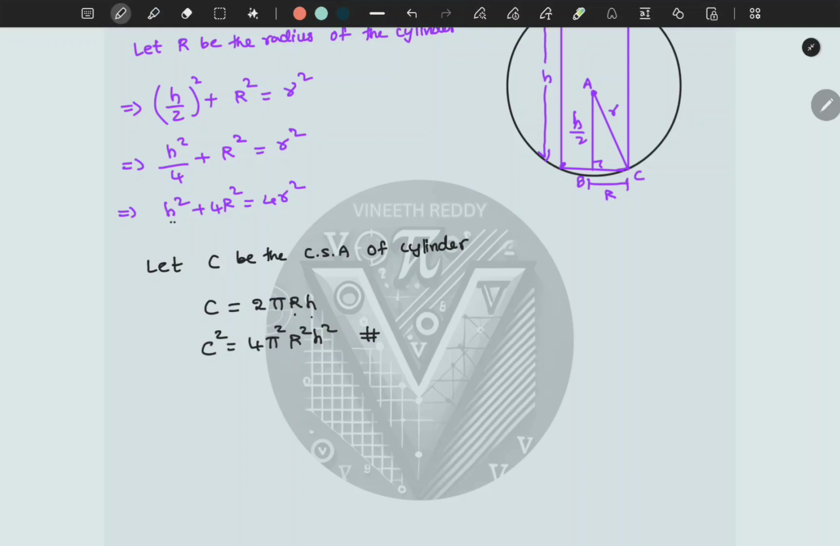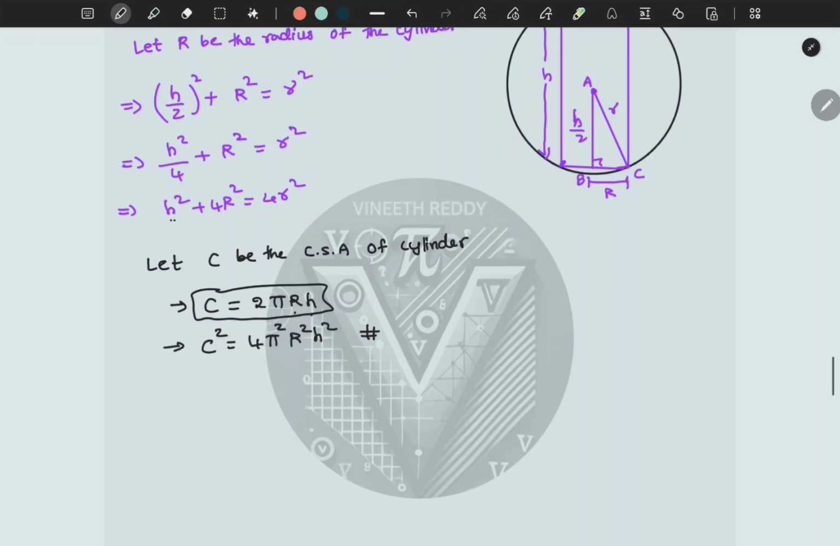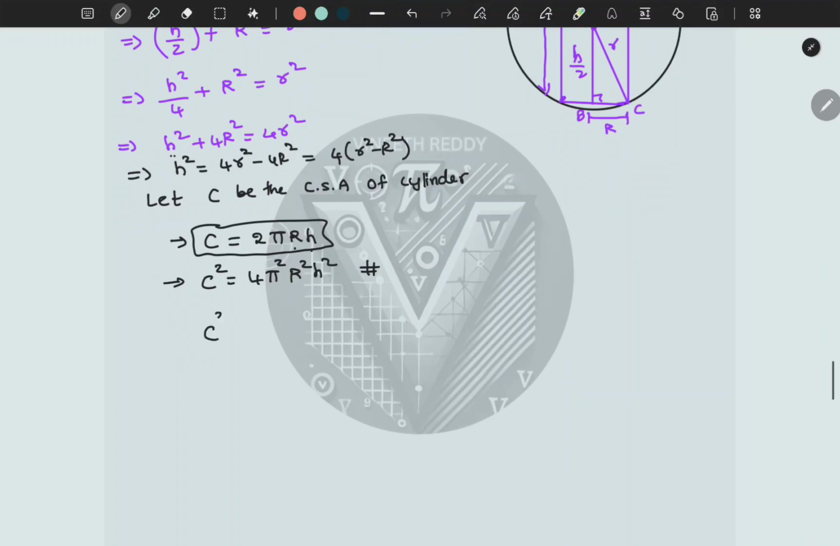This step is very important, students, because wherever we get the minima or maxima for C, at the same location we will be getting minima or maxima for C square as well. So that is a very important step. So what is convenient for us? I think we can write h square is nothing but 4r square minus 4R square. So we can take 4 common. So we'll get this value. Now C square, let S be equal to C square, and that should be equal to 4 pi square R square into, instead of h square we can write 4 times (r square minus R square).